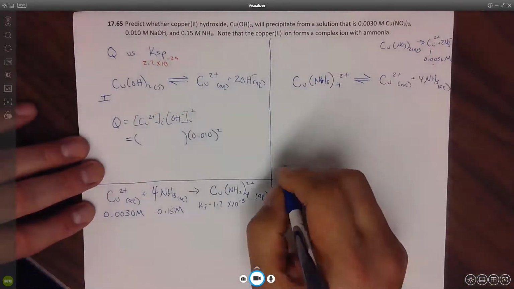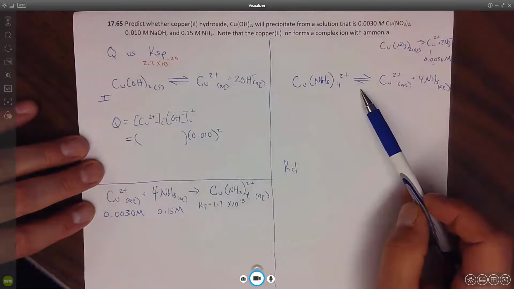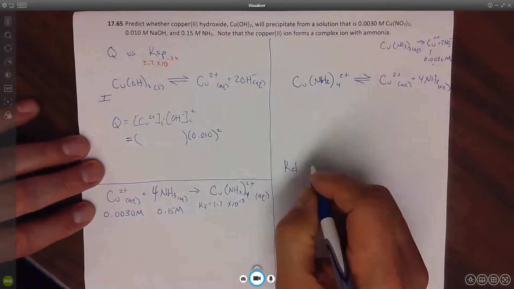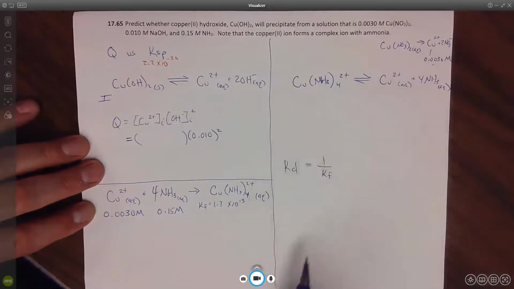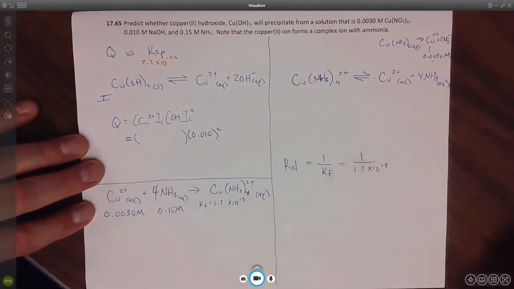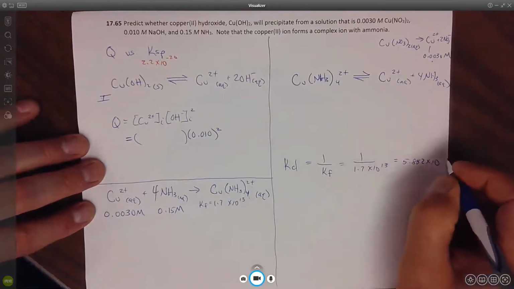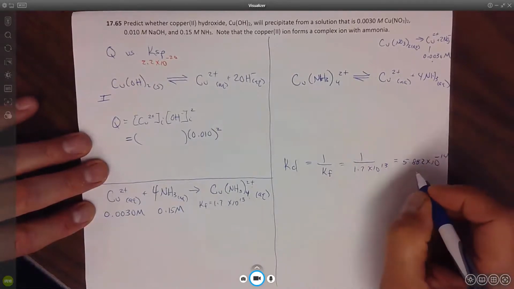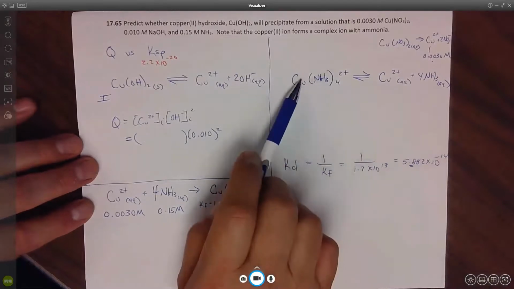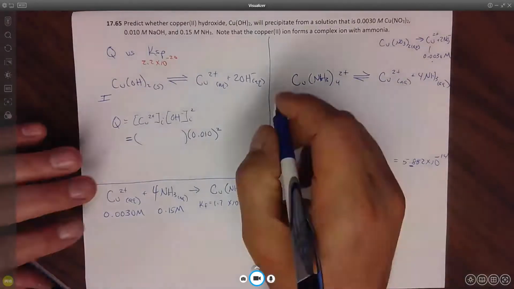The reason we want to do that is because that then has a KD value. When we flip a reaction, all we do is take the inverse of the original equilibrium constant. So now we have 1 over 1.7 times 10 to the 13. That's going to give us 5.882 times 10 to the negative 14. So now we have a really small equilibrium constant. That's going to allow us to ignore any plus or minus x terms. So we'd have to set up the ICE table then.